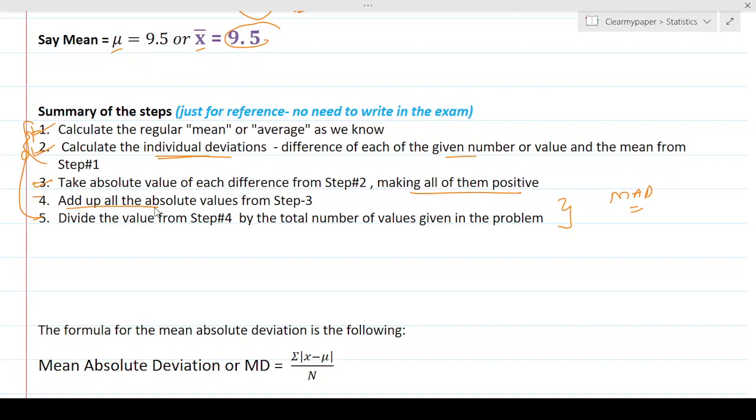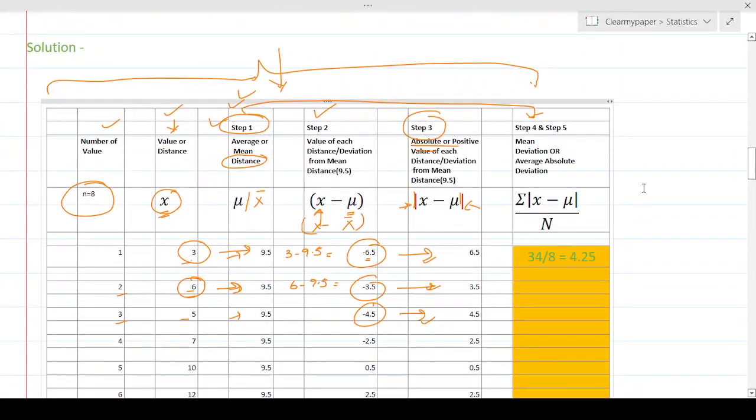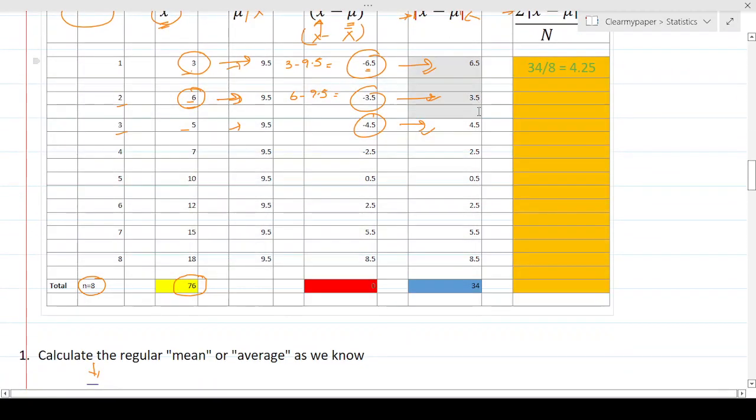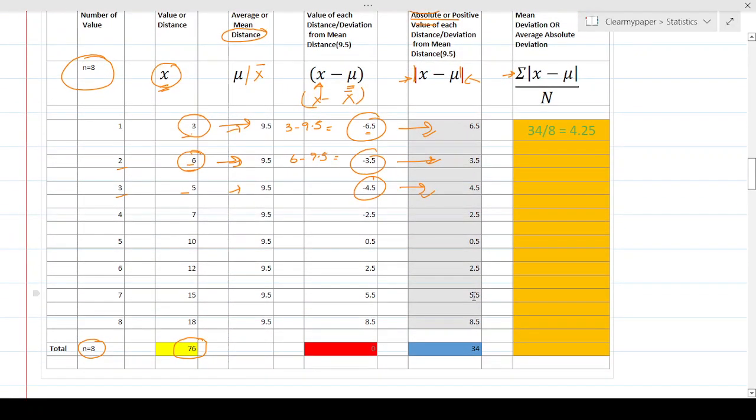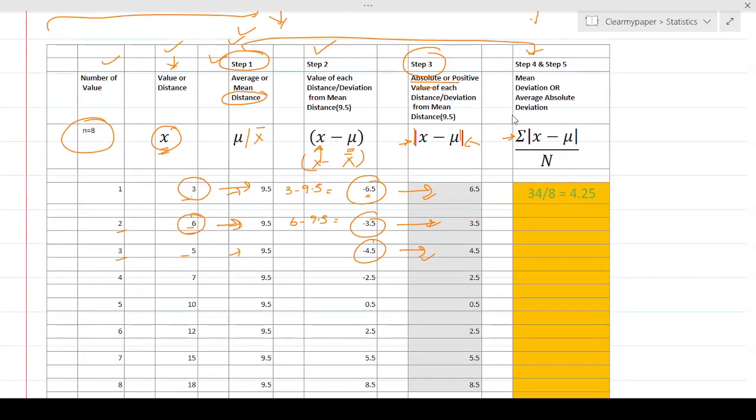We add up all the absolute values from step 3, and then we divide the value in step 4 based on the number of values given in the problem, which is n equal to 8, which is the frequency. That's what we do. So if we take the last column over here, what I've done is, if you see this sigma sign, that is nothing but adding up. So I'm going to add up all of these numbers, whatever I'm highlighting here. If you see, if I add up all of this right from 6.5 all the way through 8.5, the number is going to be 34. So I'm going to add up, that's what this sigma says.